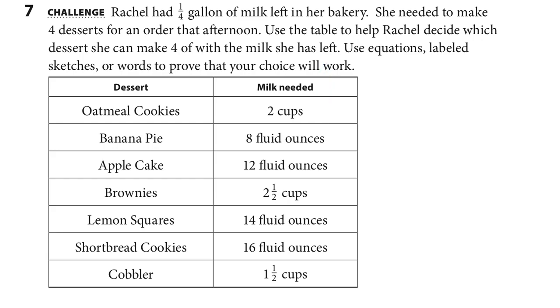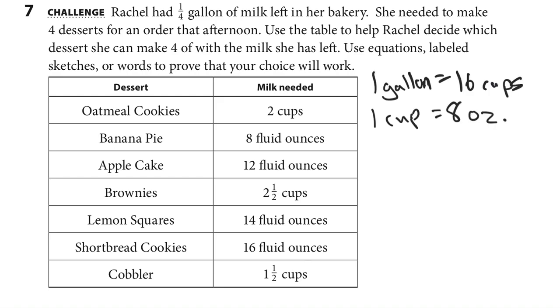So first, we probably need to figure out a couple things, and I'm going to write a little cheat sheet on the side. Over here, I have written that 1 gallon is 16 cups. 1 cup is 8 ounces. So we don't have a lot to work with. We're going to have to break these numbers down a little bit. Why? Because we only have 1/4 of a gallon. So I don't necessarily need to know how many cups are in 1 gallon. I need to know how many cups are in 1/4 of a gallon.